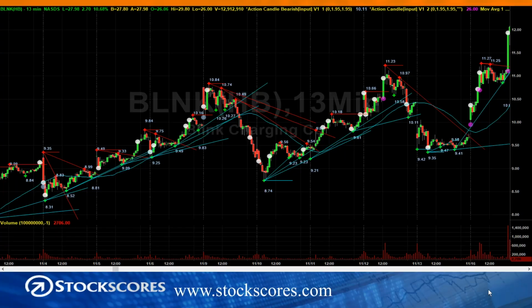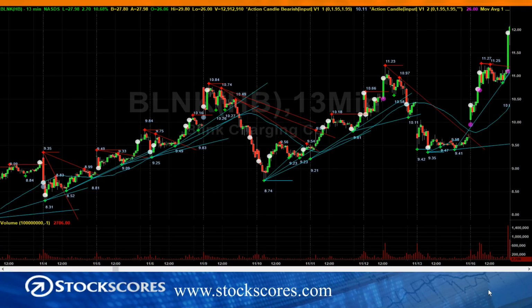And what I like to do is look at the action candles on the 13-minute time frame, or sometimes on the 30-minute time frame, to try to find those trade setups. And when I do, I act on them, with the anticipation of holding that stock for a few days. So let's do a quick look at an example.